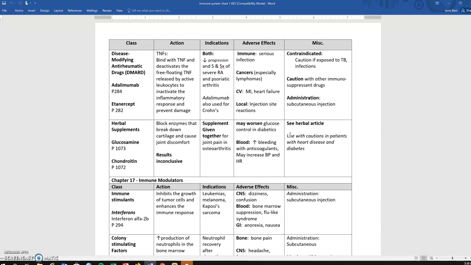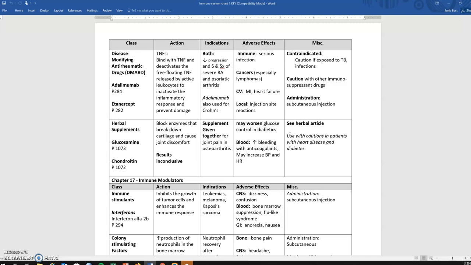Typically, patients who have been exposed to TB and other major infections are not started on these drugs, so they may often either ask you if you're the patient, if you've been exposed to TB, or they will do a TB test, because the risk of developing a full-blown case of TB is very high in use of these drugs.